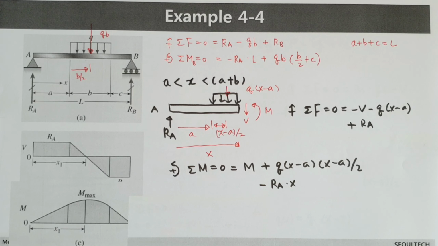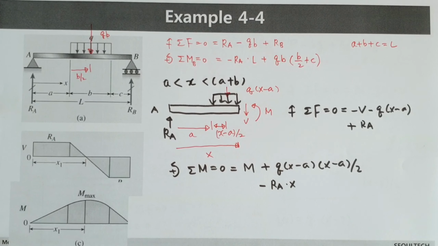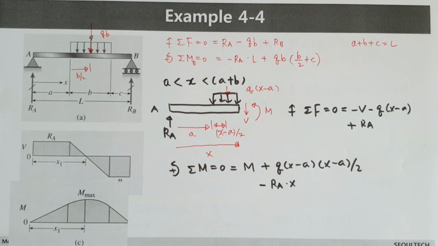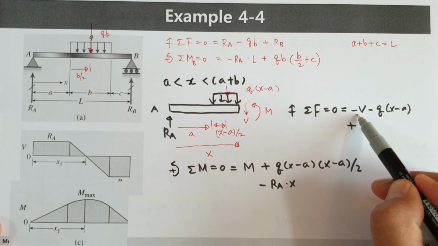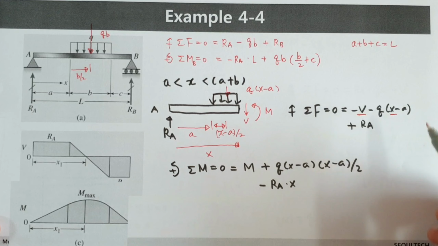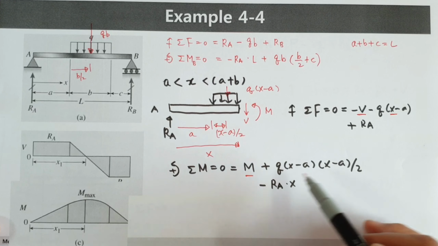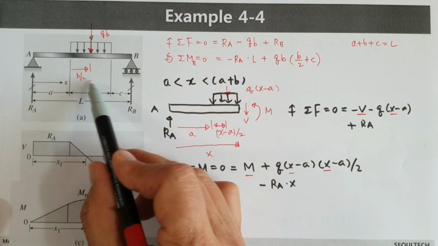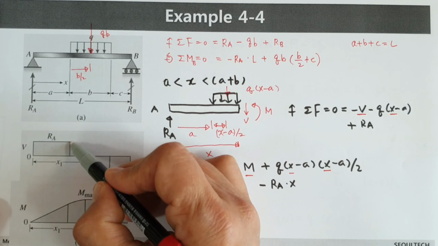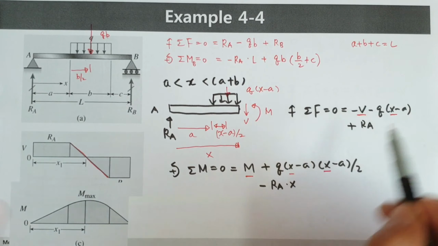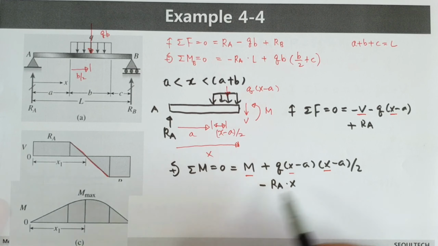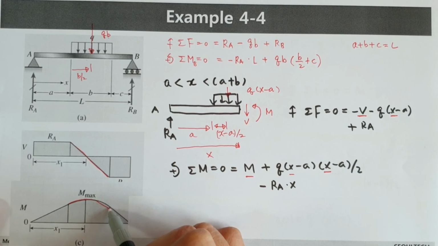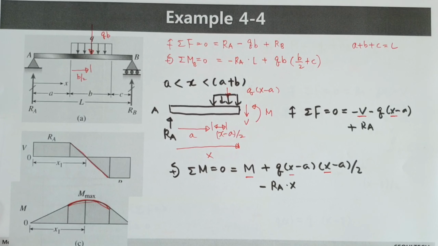This is the case for the distributed load. Here we found V is of order 1, and M has order 2 as a function of x. In this range, the linearly changed value can be plotted, and the second order term is plotted like this one.